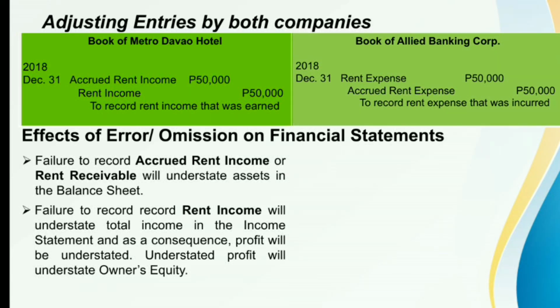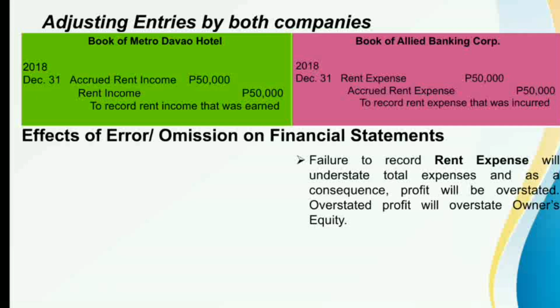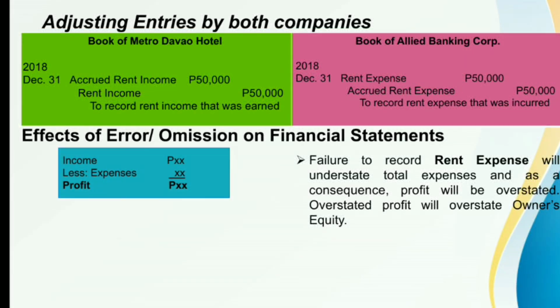If we did not prepare the adjusting entry on December 31, 2018, the total expenses in the income statement of Allied Banking Corporation is understated. And as a consequence, profit will be overstated. And then if profit is overstated, the owner's equity is also overstated. Again, this is the basic structure of the income statement. Income less expenses is equals to profit.